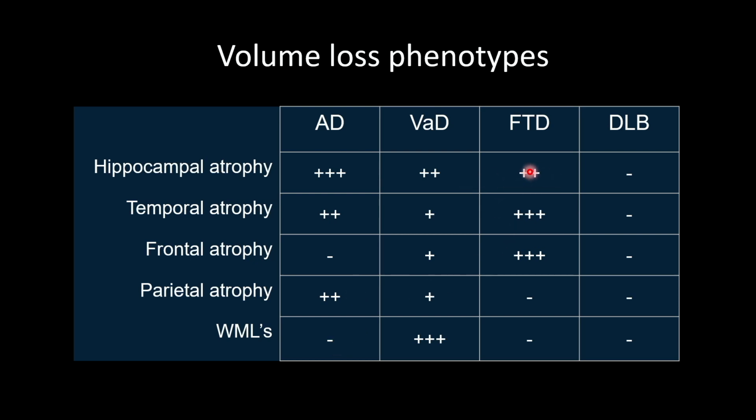In frontotemporal dementia, typically you'd expect there may be some hippocampal involvement, but the greatest involvement is going to be frontal and temporal, with no parietal involvement and typically no white matter lesions. Dementia with Lewy bodies doesn't have any classic anatomical patterns. You can see a number of different things. And in vascular dementia, as you might expect, lots and lots of white matter lesions, perhaps with some temporal lobe or hippocampal involvement.